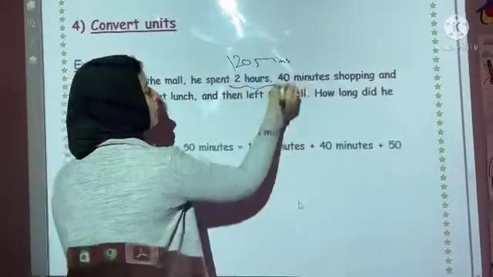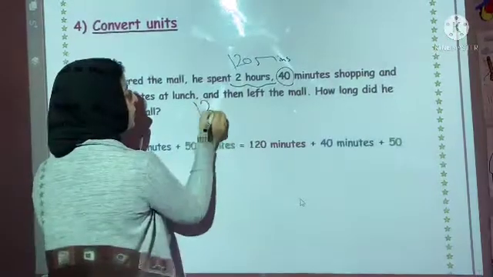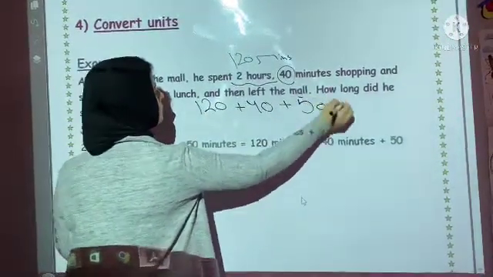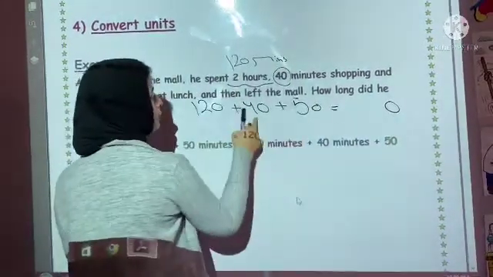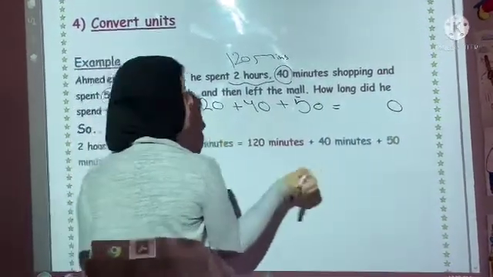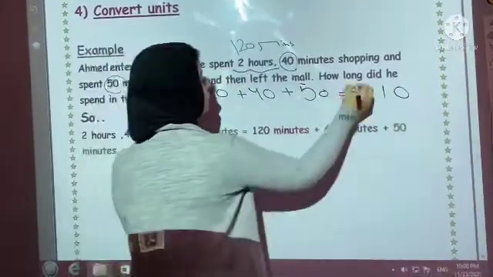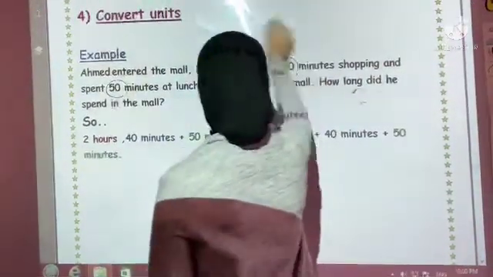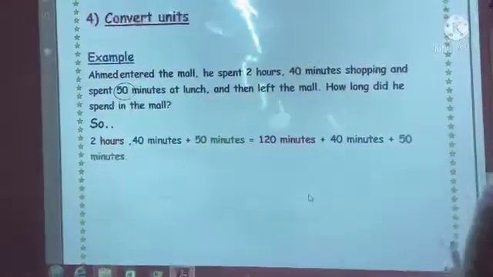So 120 minutes plus 40 plus 50. 120 plus 40 plus 50. 5 plus 4, 9, 9 and 2, it will be 11, 1 and carry up 1, 1 and 1, it will be 2. And this is the last one. Now let's start to solve our exercises.